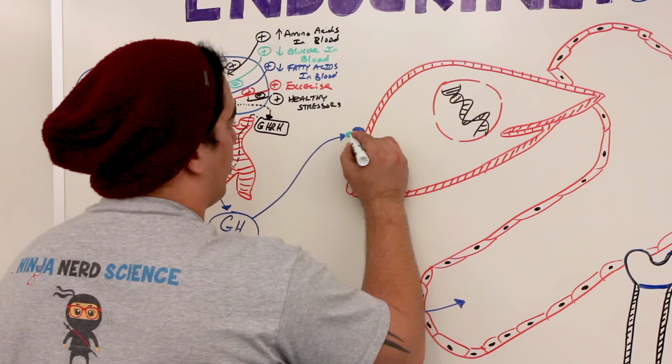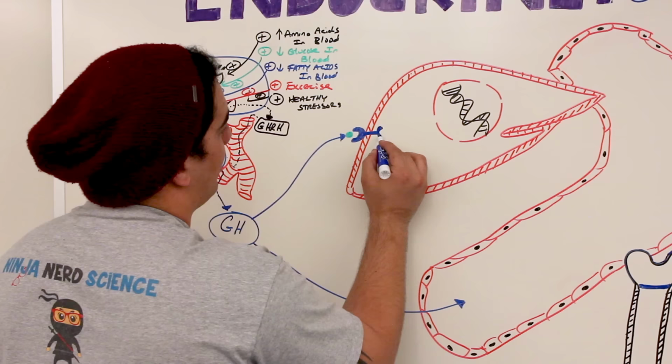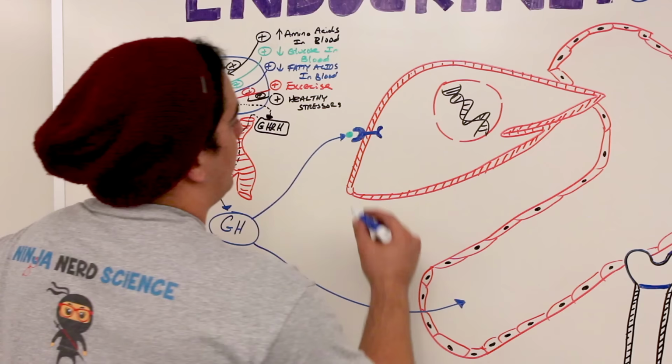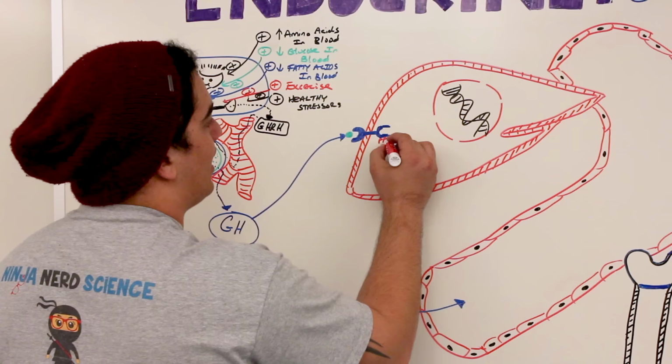And this is a specific type of receptor. It activates something like a tyrosine kinase receptor. Whenever growth hormone binds onto this receptor, it activates phosphorylation of specific amino acids on the inner part of this receptor.